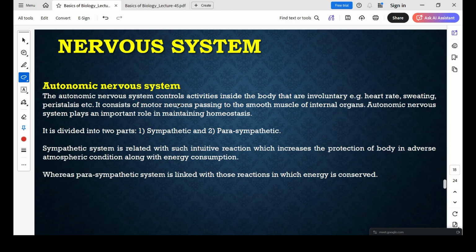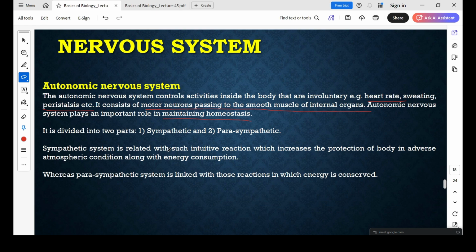Next is the autonomic nervous system, which controls involuntary activities, for example, heart rate, sweating, peristalsis, etc. This consists of motor neurons passing to the smooth muscle of internal organs. It is also very important for maintaining homeostasis, which implies that the state of the cell or the organ system does not change much. The influx and outflux remain the same.